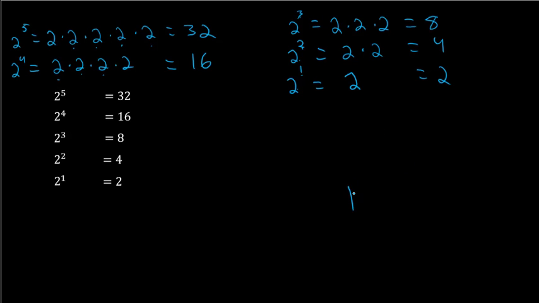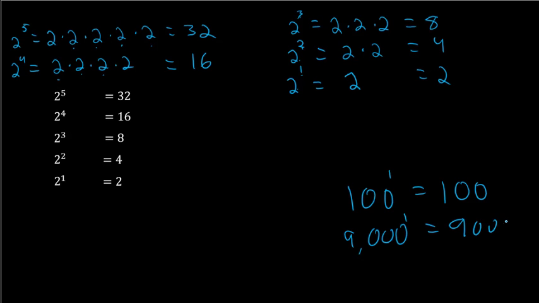All right, so if we had, let's say, 100 to the first power, that would be just one 100. So just 100 is your answer. If you had 9,000 to the first power, that would just be one 9,000, or 9,000. So anything to the first power is quick to do. Just put the number that's being raised to the first power. So that's the same thing.